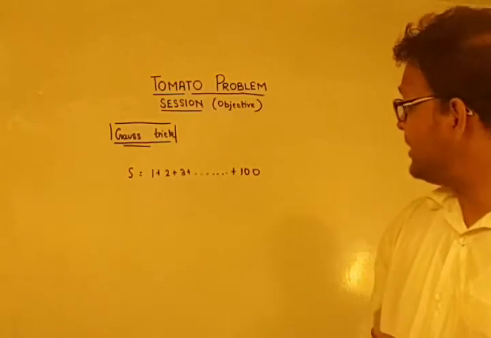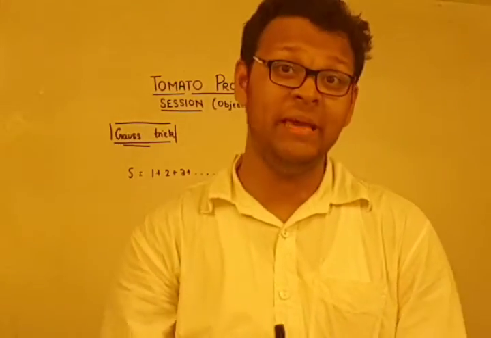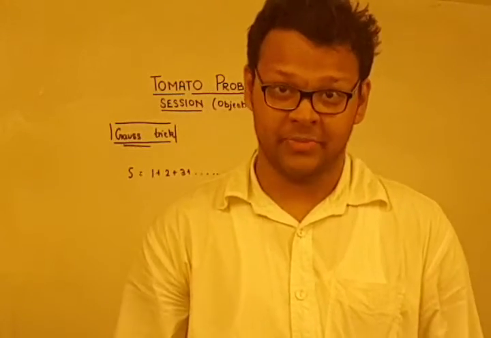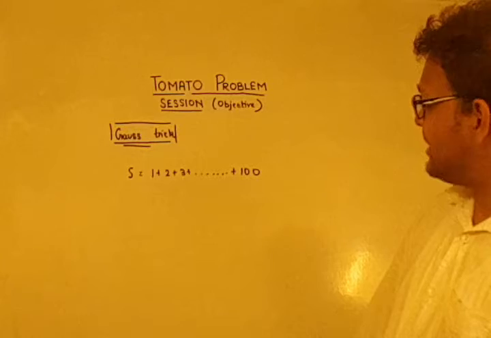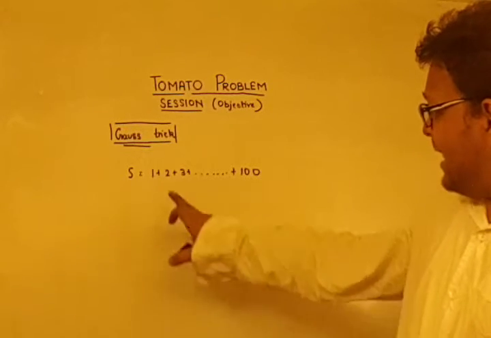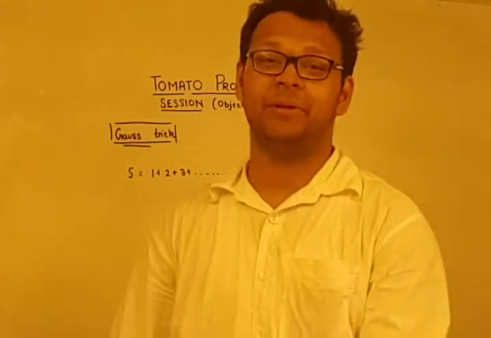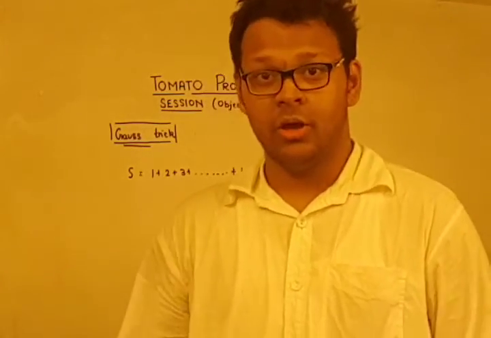The teacher gave this and thought that since it's a very big sum, it would keep the students busy. Now all the students tried to do it this way: 1 plus 2 is 3, plus 3 is 6, plus 4 is 10, plus 5 is 15, and they just went on and on.